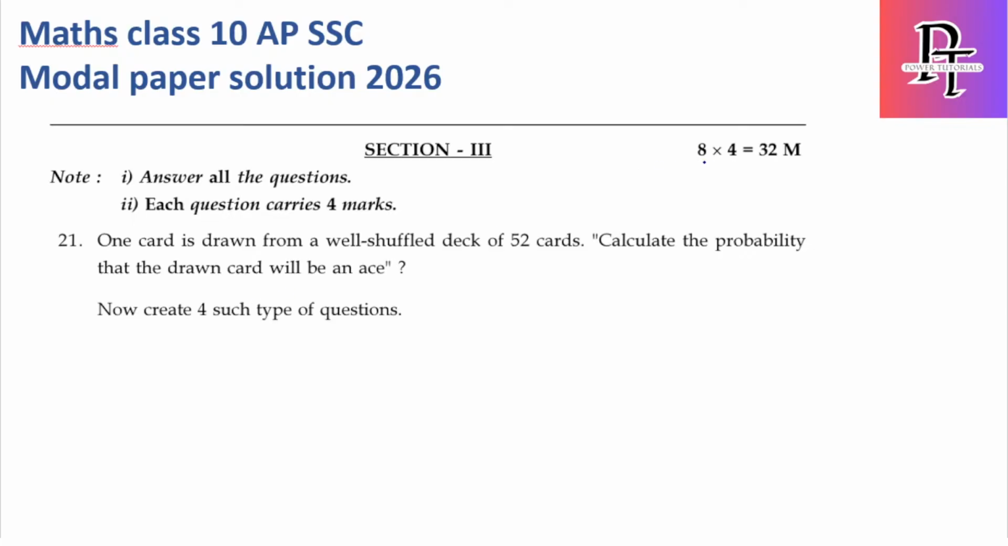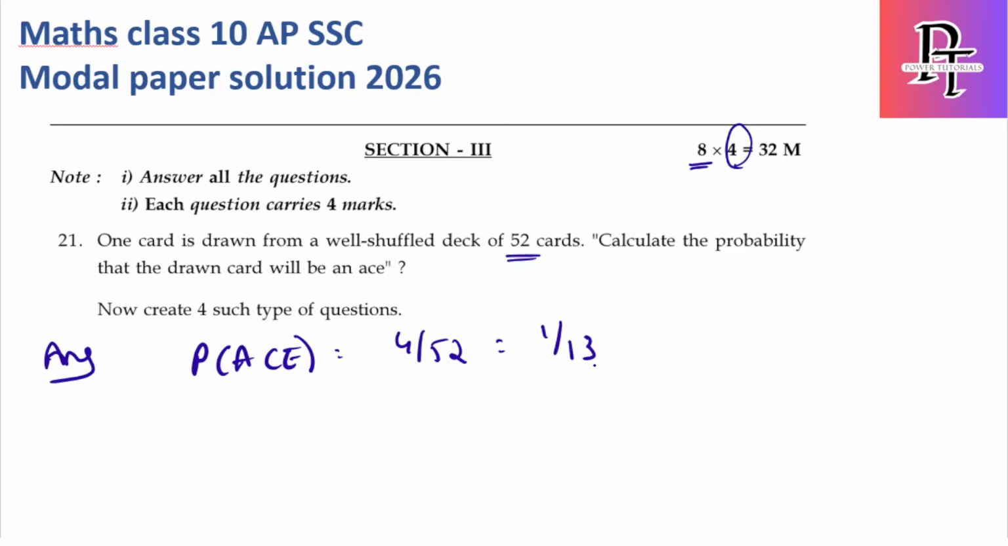Okay, section 3, we again have 8 questions and each carries 4 marks. So the total is 32 marks from section 3 weightage. Okay, let's solve one by one. 21st question. One card is drawn from a well shuffled deck of 52 cards. Calculate the probability that the drawn card will be an ace. For ace the probability is 4 by 52. Why? Because we have a total of 4 aces. So the total winning cases is 4 and the total cases are 52. So the answer is 1 by 13.